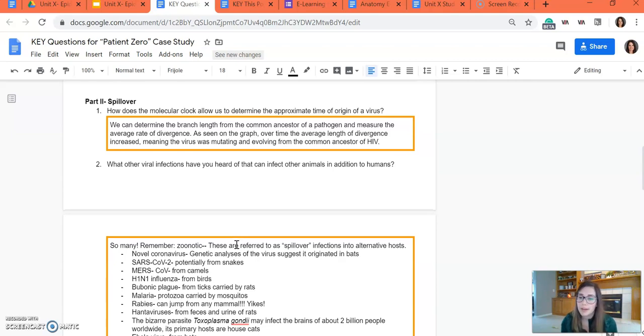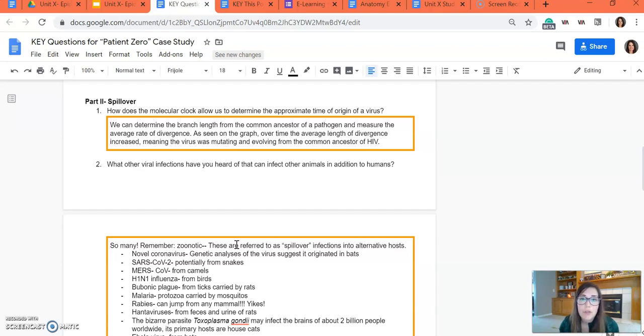So spillover is when a pathogen moves from one species to another. It's zoonotic. It can be transmitted from one species to another. So how does the molecular clock allow us to determine the approximate time of origin of a virus? This came from the slide with the phylogenetic tree, and this is kind of my summary, what I wrote. We can determine the branch length from the common ancestor, so where all of these strains of this virus branched out from, of a pathogen, and measure the average rate of divergence. So the rate at which it broke off from the ancestor.